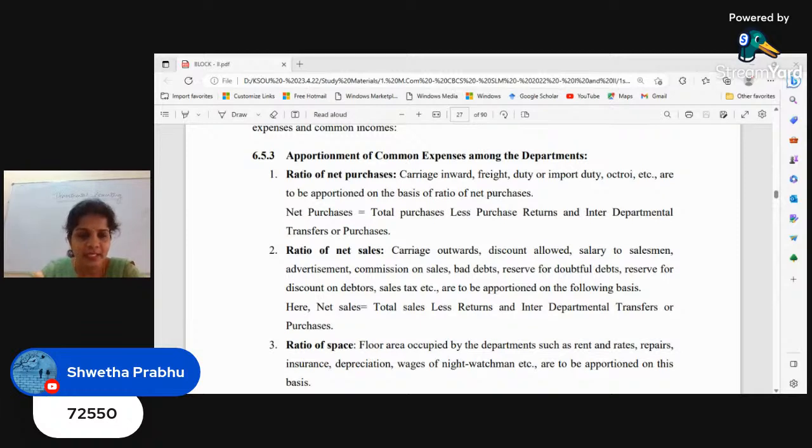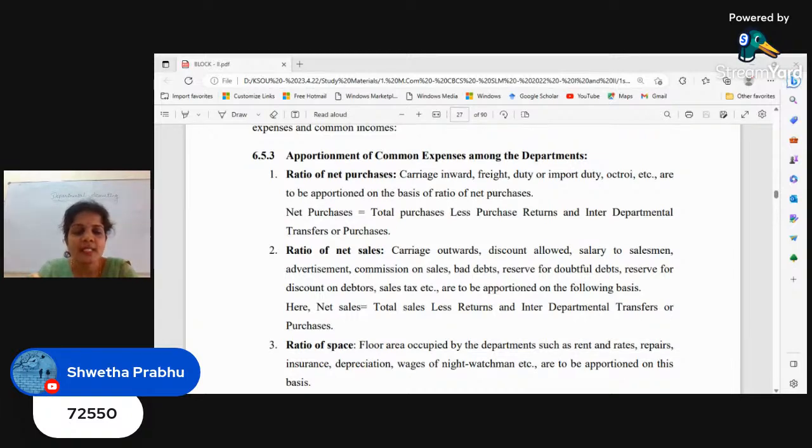The expenditure with respect to purchases which cannot be apportioned easily between departments. For example, the goods are purchased and the stocks are allocated between two departments. The stocks received by each department can be allocated easily based on the information, that is, the actual amount of stocks received. But carriage inwards, freight, import duty or octroi incurred for purchasing the goods, how to allocate between these two departments? It is based on the net purchases.